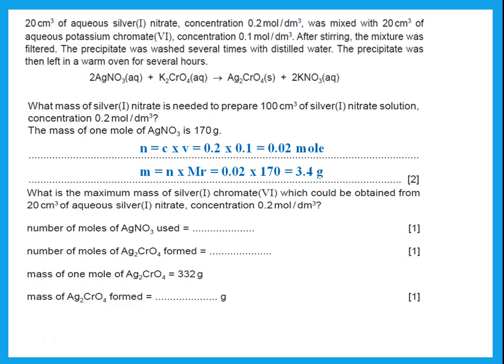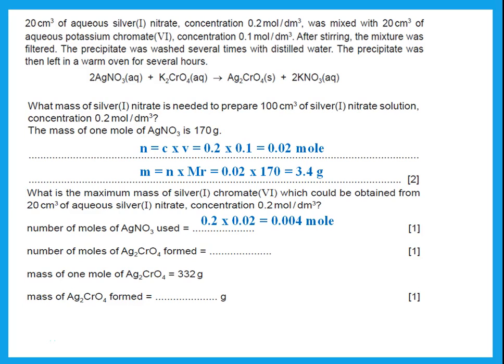Okay, what is the maximum mass of silver chromate which could be obtained from 20 cm³ of aqueous silver nitrate, concentration this? Okay, what is the number of moles of silver nitrate? How do I get number of moles of silver nitrate? I have concentration and volume, so I'm going to use concentration times the volume, so that comes out to be 0.004 mole.